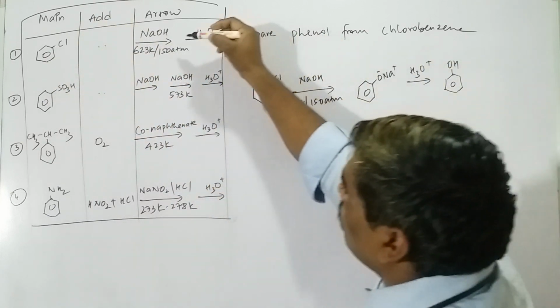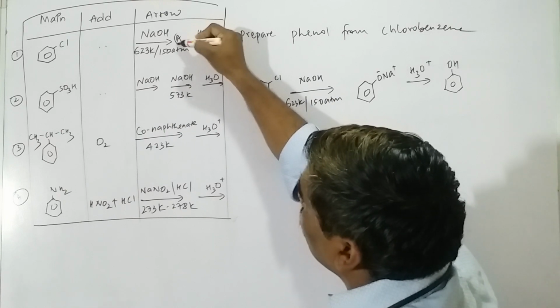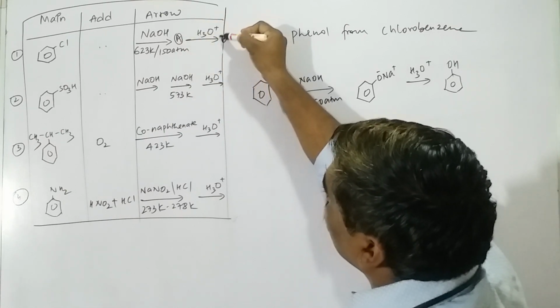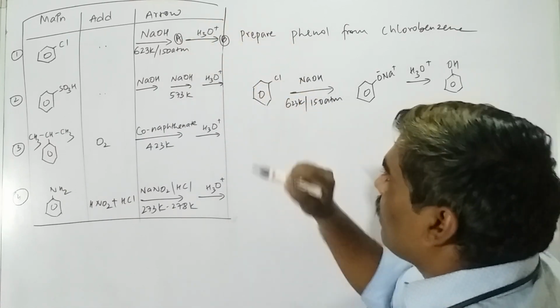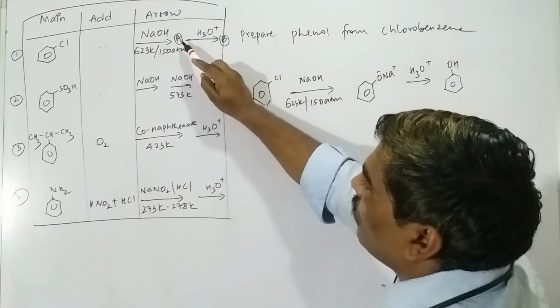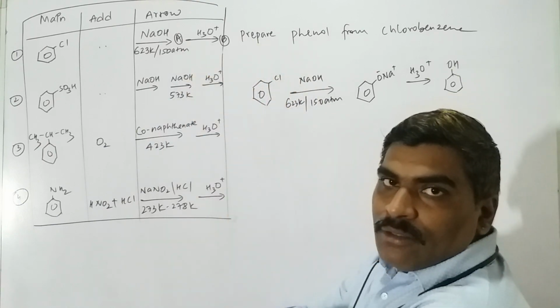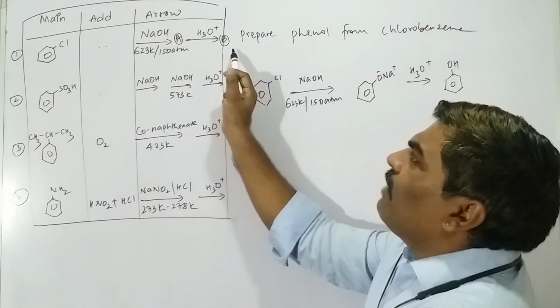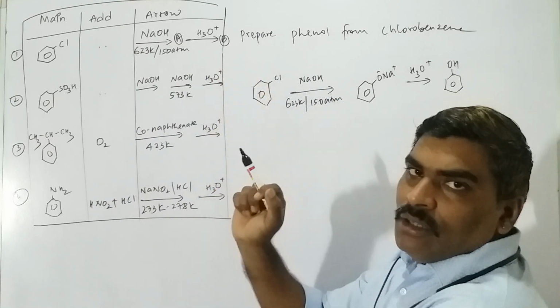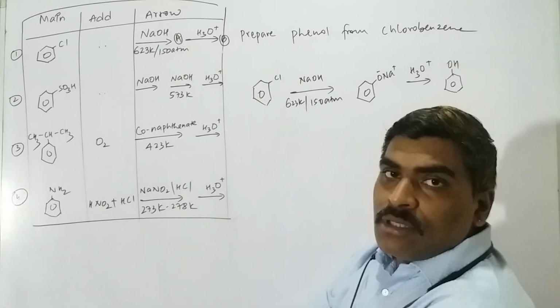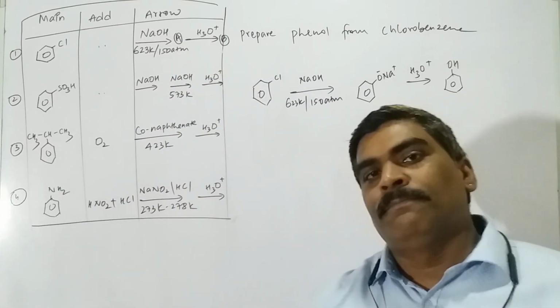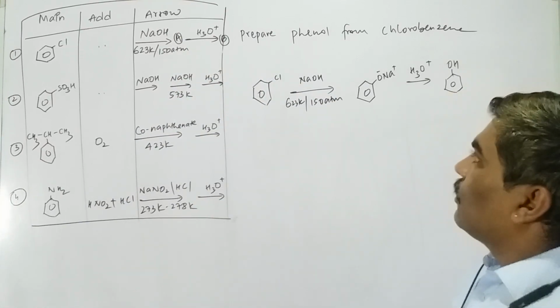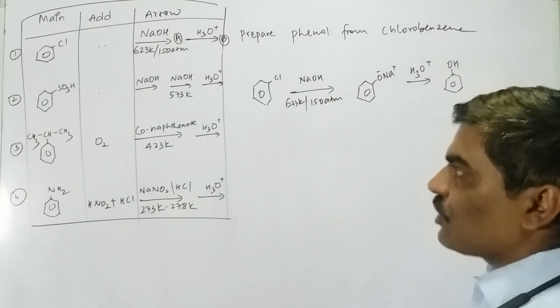Now this sodium phenoxide then further gives phenol. If you write like this, see what I did. Whatever main, add, arrow is there, the same I wrote. Only at this place, suppose this is A and this is B. So A is your intermediate and B is your final product. The final product everyone knows, that is phenol. So before phenol what forms? Sodium phenoxide. Okay, so the first preparation is done.